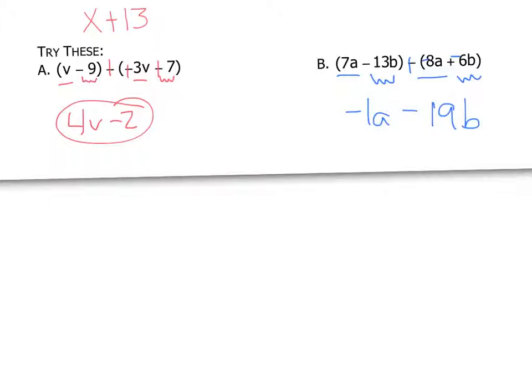Notice on A, I change everything after the parentheses. They're both negative, so I change them both positive. Notice on B, I change everything after the minus sign in the parentheses. They're both positive, so I have to make them both negative. Any questions? Okay, let's ramp it up a notch. Flip over to the back.